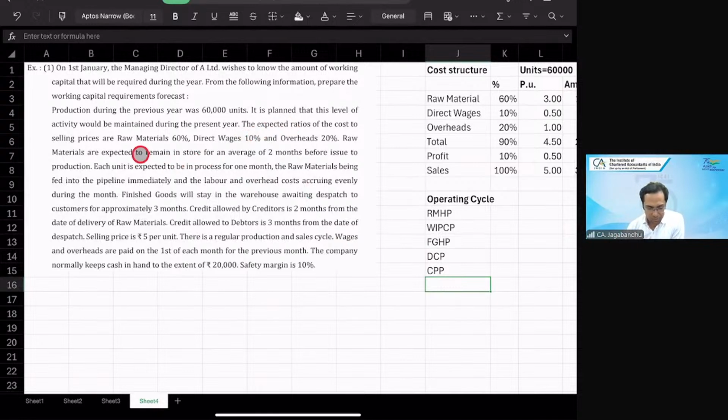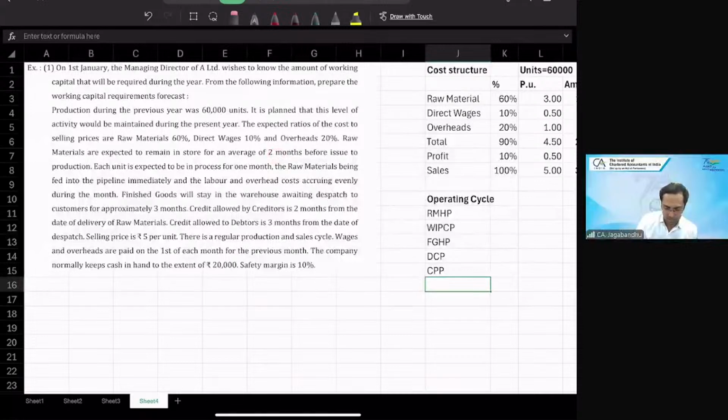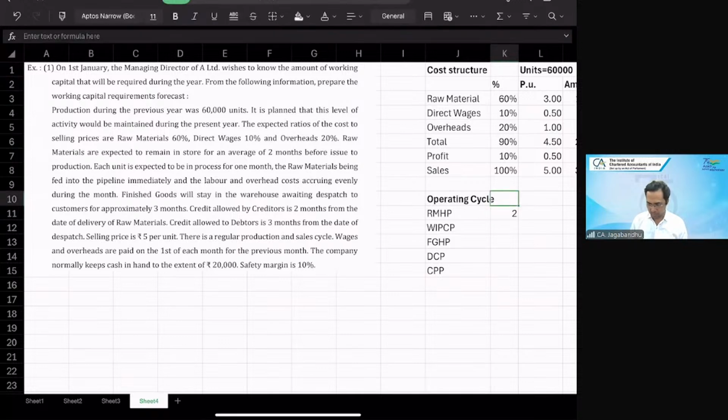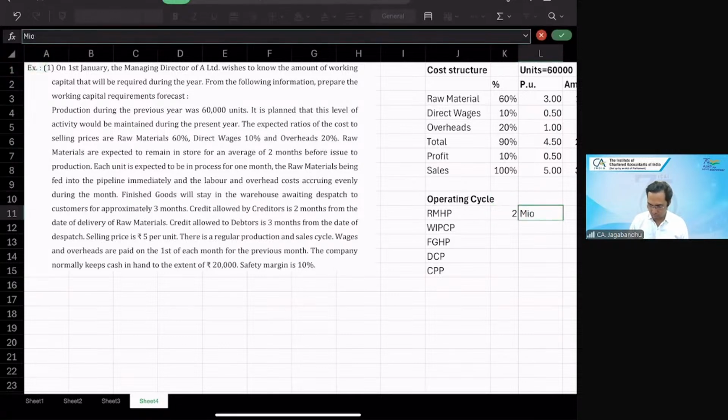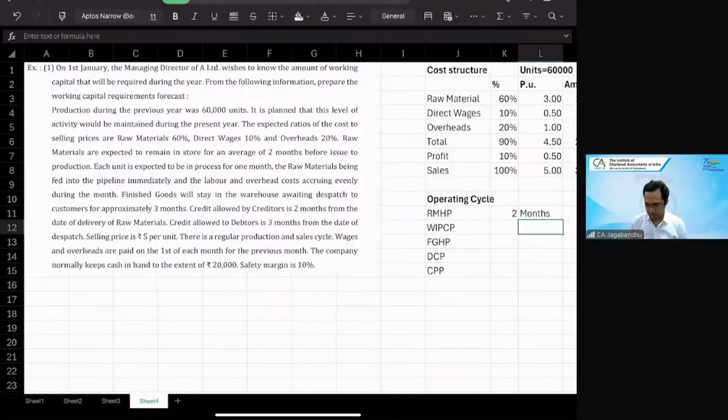So the expected ratios are taken. Materials are expected to remain in store for an average of 2 months before issue to production. So what is this number, 2 months, guys? Materials are expected to remain in store for 2 months before issue to production. This is of course the raw material holding period. Then the WIP conversion period.